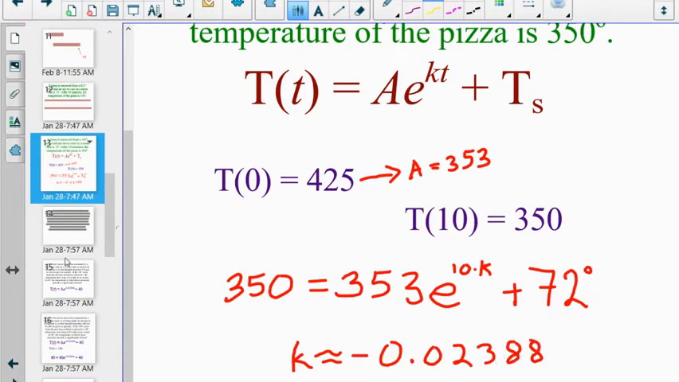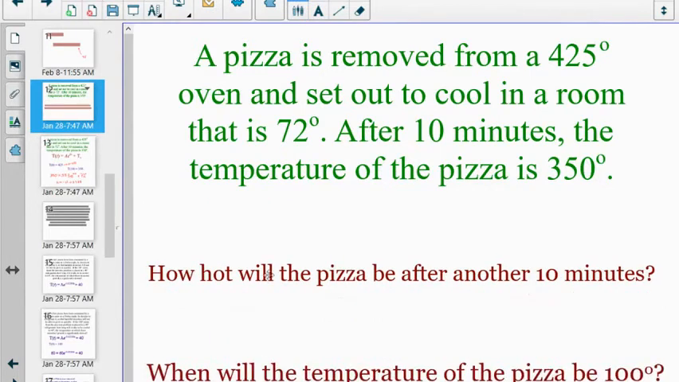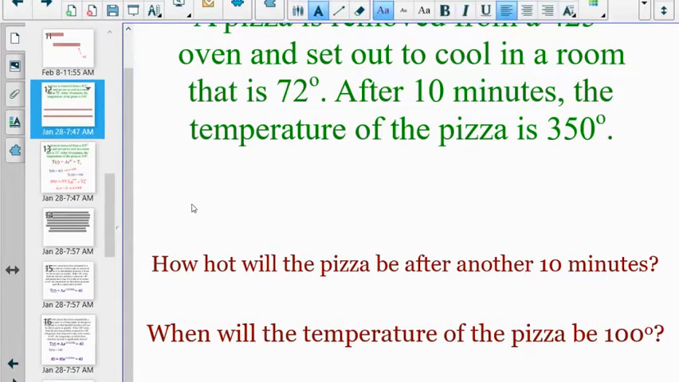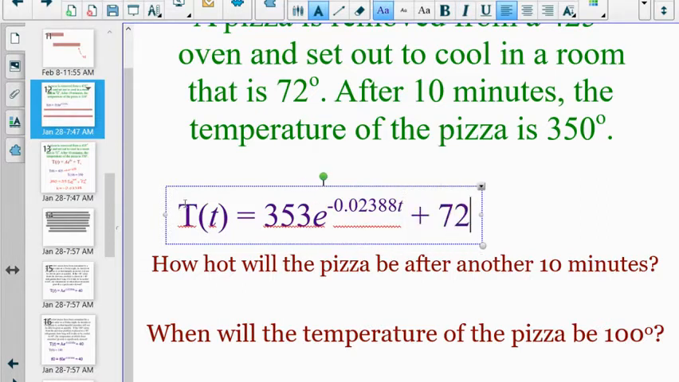So at this point, we have our equation, and I should be able to solve these fairly easily. Maybe I'll type this, it'll go a little bit faster. The temperature as a function of time, as I have found, is 353 e raised to the power of negative 0.02388 t, plus 72.